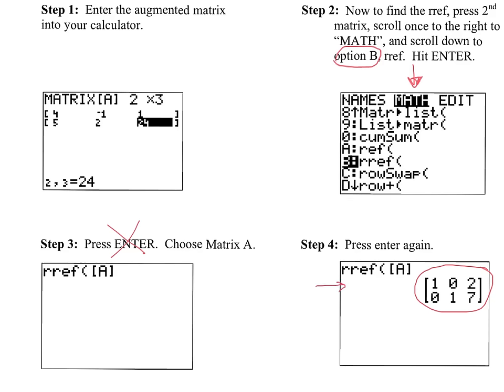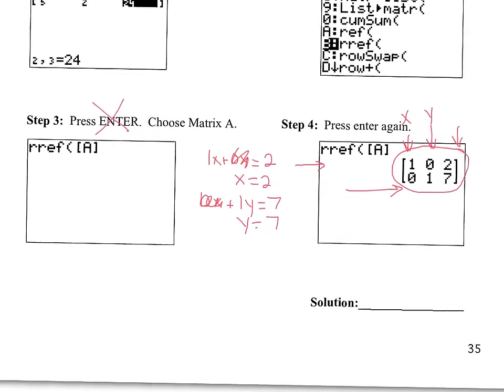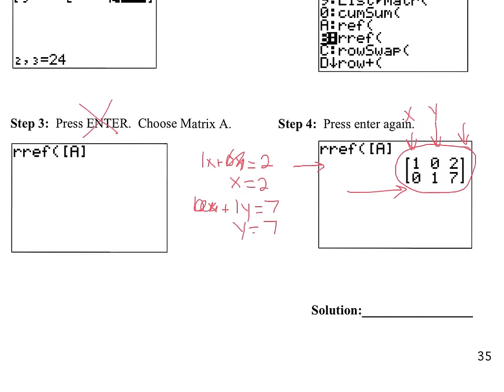So let's think about what this first row means. Remember that here we had our x values, here we had our y values, and then this was our constant terms. So really this first row ends up being 1x plus 0y equals 2. The 0y goes away and you get x is equal to 2. The second row is 0x plus 1y equals 7. Again, the 0x part is unnecessary, so you just end up with y equals 7. Your solution you are going to want to write as an ordered pair because it is a system of equations, and that solution would be 2, 7.